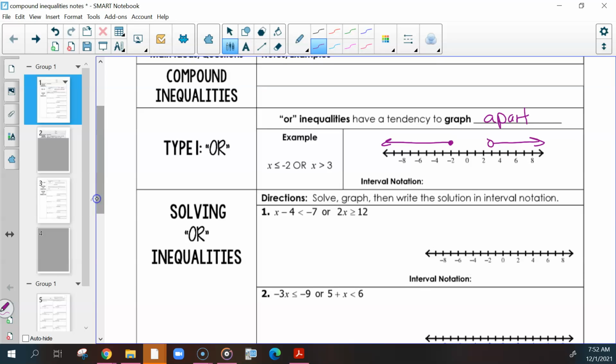And how we would write that in interval notation is we're still reading left to right. So from left to right, this starts at -infinity because it keeps going. And then it stops at -2, and -2 is included, so we would use a square bracket. Because these are or inequalities, I would say or. It would start at 3, but it's open, so parentheses. And it goes to positive infinity.